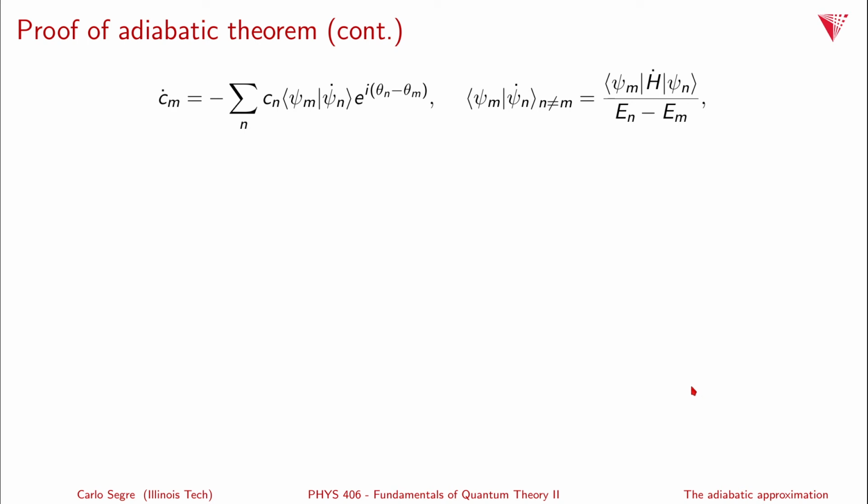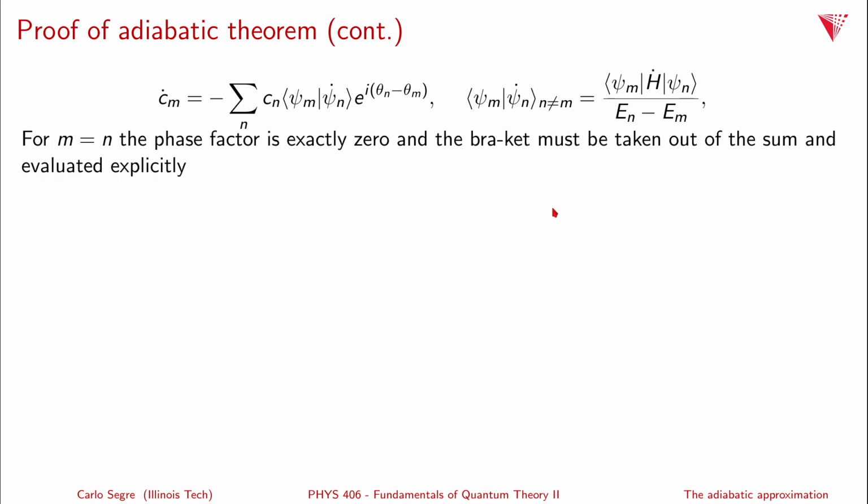So we now have a defining equation for C sub m dot, which depends on the sum over n of C sub n, the inner product of psi sub m with the time derivative of psi sub n, e to the i (theta sub n minus theta sub m). And we know for n not equal to m what this inner product is. It's given by psi sub m, H dot, psi sub n over E sub n minus E sub m.